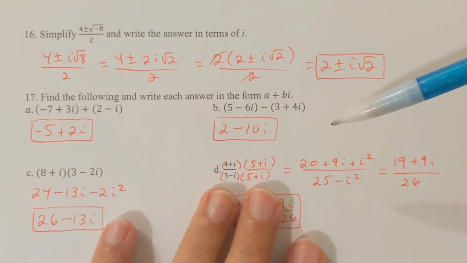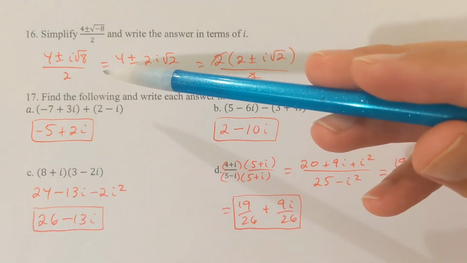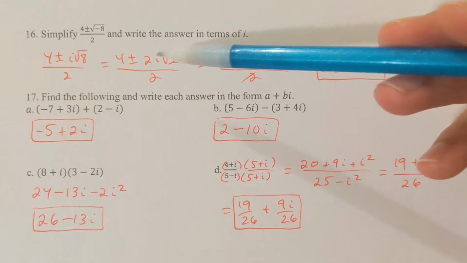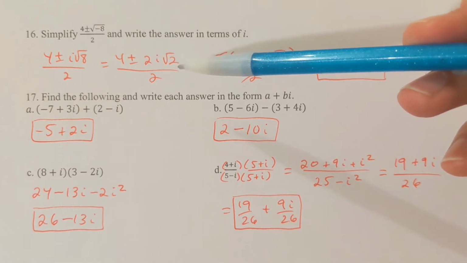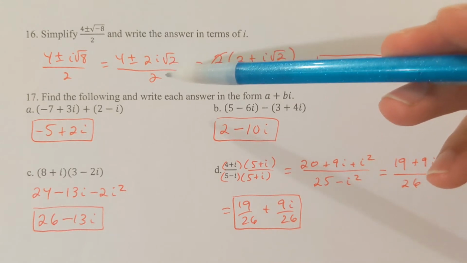Problem 16. Simplify 4 plus or minus the square root of -8, all over 2, and write the answer in terms of i. So 4 plus or minus i root 8 all over 2. Root 8 is the same as 2 root 2. So 4 plus or minus 2i root 2 all over 2.